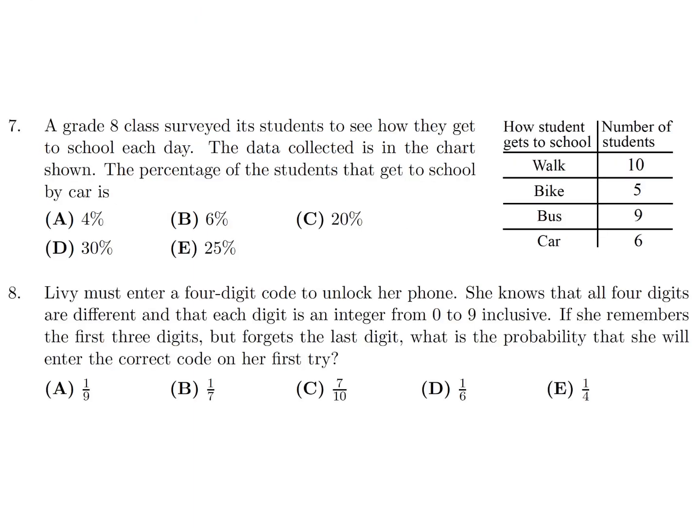A grade 8 class surveyed its students to see how they get to school each day. The data collected is in the chart shown. The percentage of the students that get to school by car is. Okay. Well, there's 6 people that get to school by car, and the total is 10 plus 5 plus 9 plus 6. So that would be how you calculate the percentage. So that looks to me like 6 over 30, which is 1 over 5, which I believe is 20%. So 20% is the answer, and that would be C.